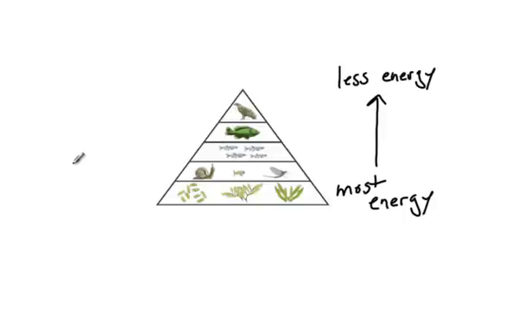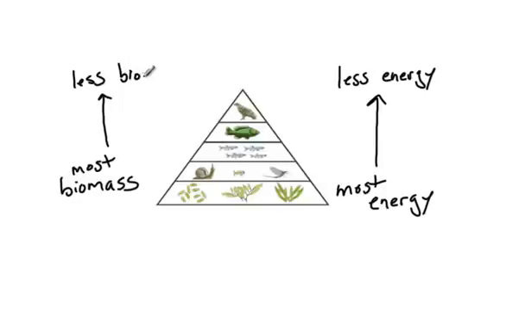We may ask you, where is there the most biomass? That just means, where is there the most amount of these organisms? We know that there's the most biomass down here at the base. As we move up, we have less and less biomass. That makes sense. We see way more plants than we do osprey.